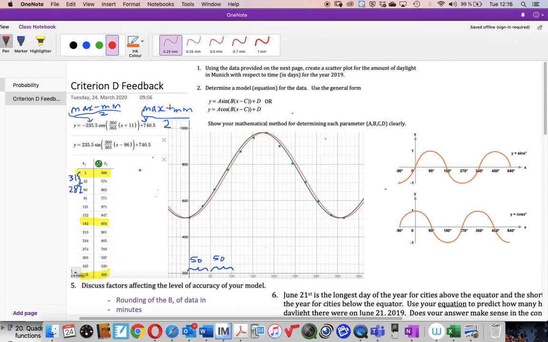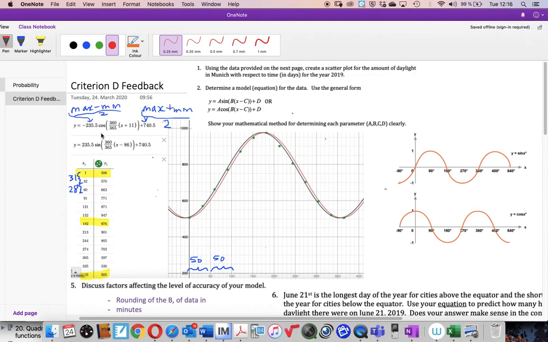Okay, I do want to talk about the c value, okay? The c value, most of you found by guess and check on your calculator, which isn't ideal. What you want to do is understand the reasoning behind this.